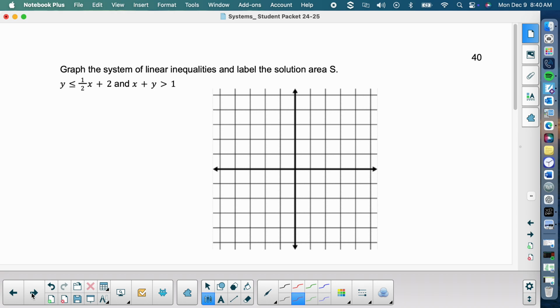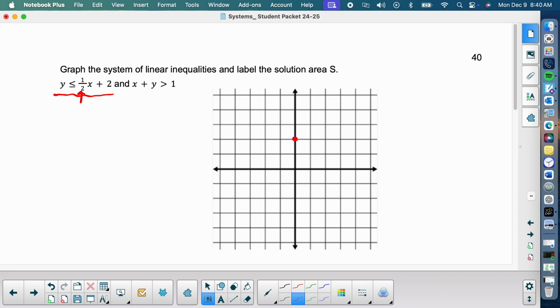I was hoping you could tell me how to graph this one. We'll do that in red first, and then I'll try to shade nicely. So it's in slope-intercept form. What do I do with the plus 2? I do that first. I go up 2 and make a point. So that's the y-intercept. Now I've got a slope of 1/2.